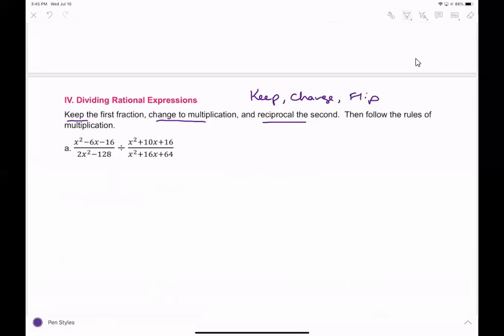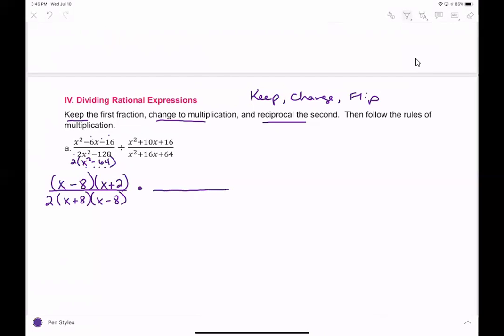So I'm going to factor and do the keep, change, flip step all at once. So what will multiply to negative 16 and subtract to a negative 6? Well, that's going to be x minus 8 and an x plus 2. In the denominator, I'm going to take out this GCF first. And then I'm going to factor this, so that's going to be 2, and then x plus 8 and x minus 8. I'm going to change to multiplication.